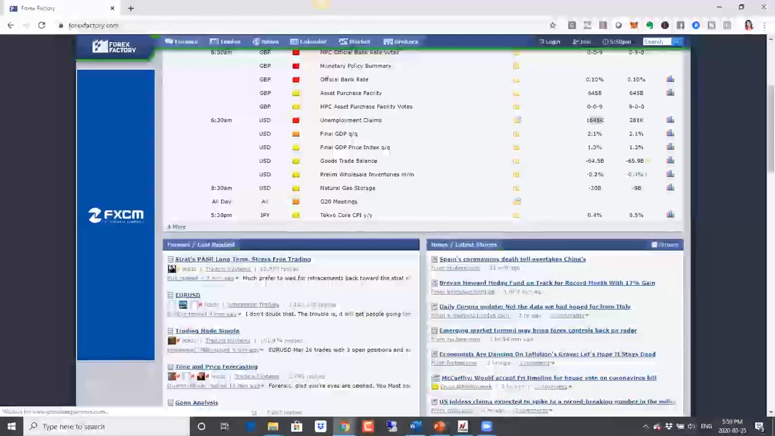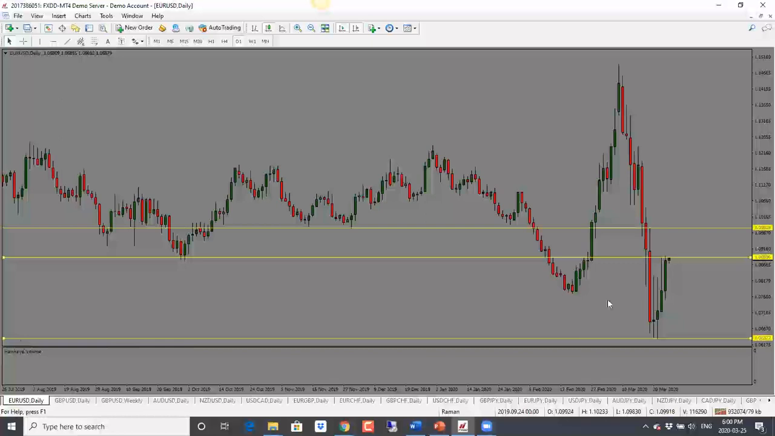So let's go on to the charts now. We'll start out by looking at our euro dollar as usual. So we had a nice big bullish candle close here for euro. And now price is into resistance here.